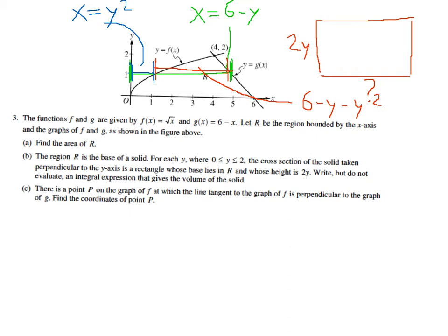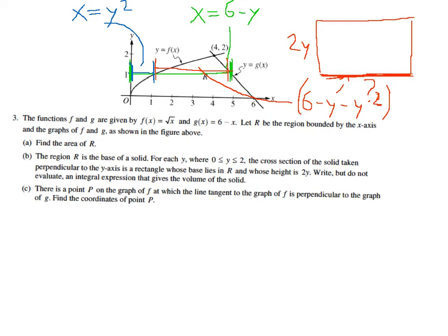So that whole thing is the base of my rectangle. Let's erase my question mark. It's not letting me erase. Oh well. I erased the 2, not the question mark. So 6 minus y squared is the length of the base of my rectangle, and like we said before, the height is 2y. So the area of each rectangle is 2y times 6 minus y squared.